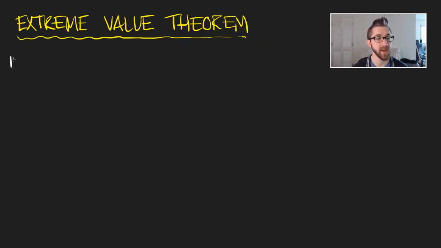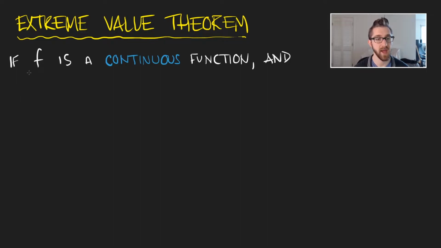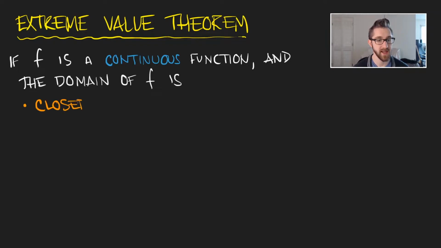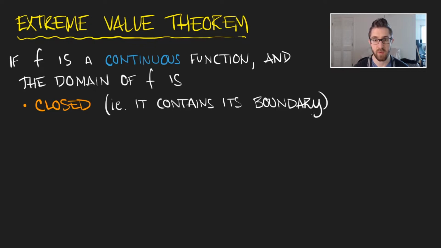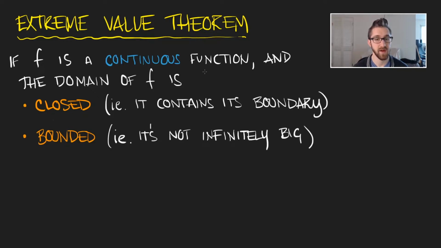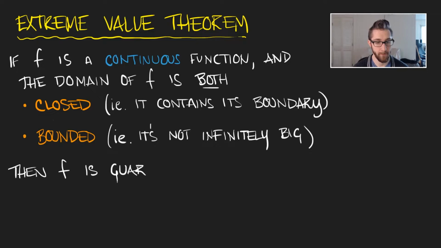If we have a function of any number of variables, and the important thing about that function is it's continuous, and the domain of the function that we're considering for this optimization problem satisfies the following two properties. First, the domain has to be closed, which is a word that means it contains its boundary. So it's not like that open disk from the previous example. And the second is that the domain has to be bounded, which means that it's not infinitely big. So if the function satisfies both of these conditions, then we're guaranteed to have a global minimum and a global maximum on the domain.